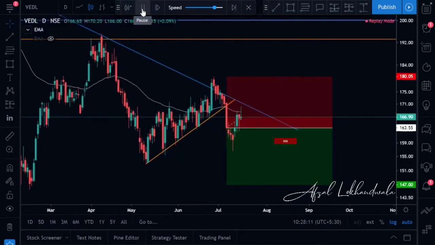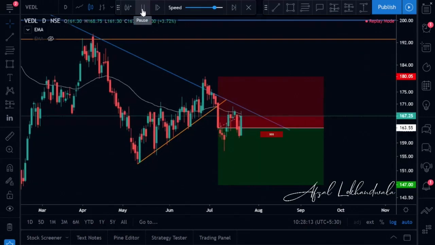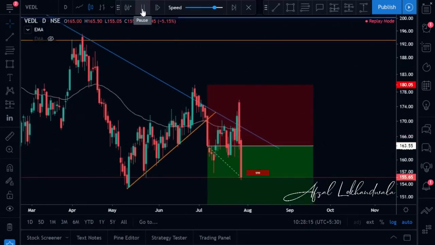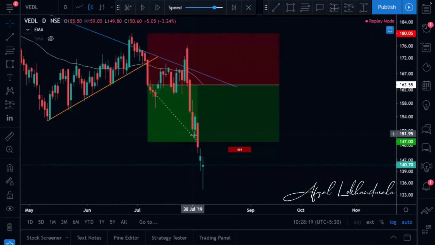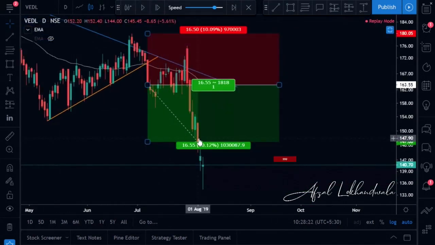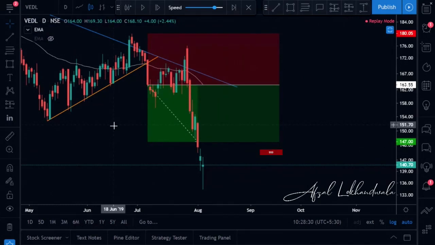The price gives a pullback, and your target is hit here. You hit your target with this candle. This is one of those beautiful trades which we cannot miss.